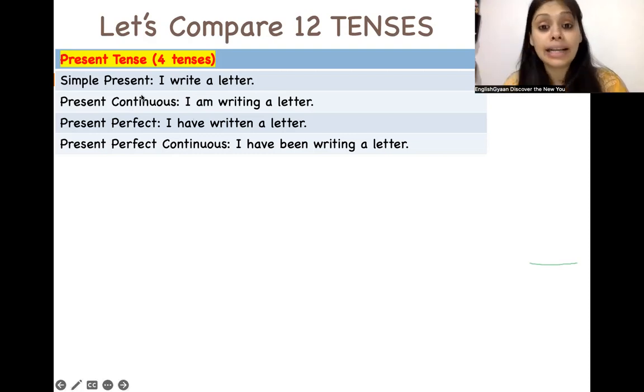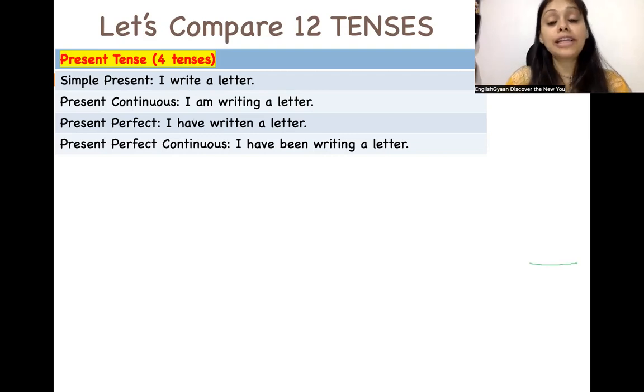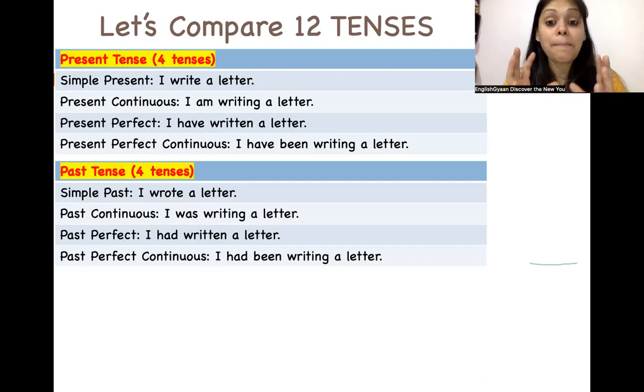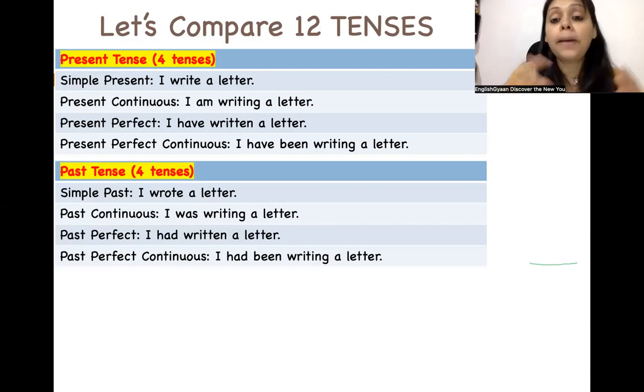I am writing a letter. Present perfect is जो अभी हो चुका है. I have written a letter. And present perfect continuous is जो अभी तक होते आ रहा है. I have been writing a letter. It started in the past, but still going on. Now, when you go to the past tense, simple past is something that happened yesterday or last week. In fact, even if I talk to you about today morning, I'm going to make use of simple past tense.